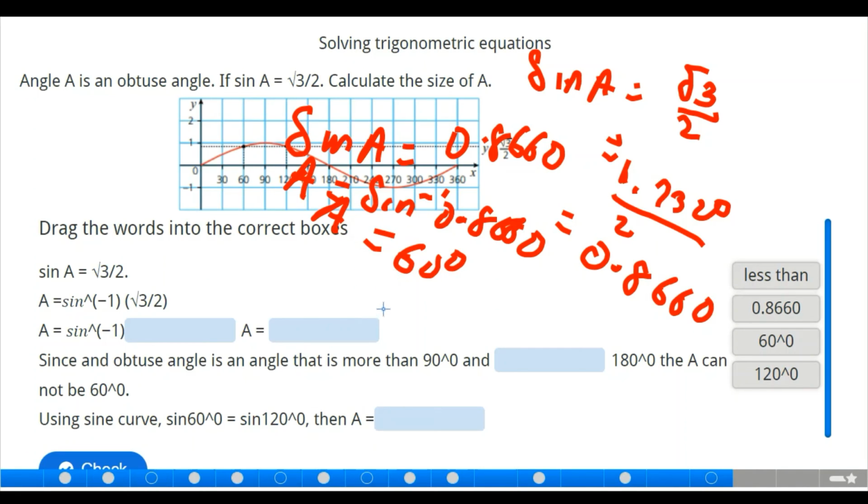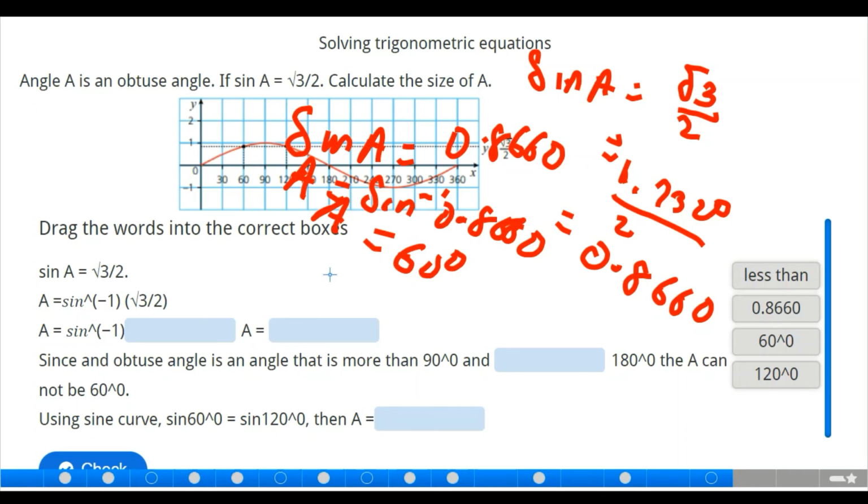Because we said that A is an obtuse angle, and an obtuse angle is more than 90 degrees and less than 180 degrees. So we have to look at the solution range of the size of an angle of a sine curve between these values. If A cannot be 60 degrees, then let's look at sine 90. Will sine 90 give us 0.866? No, sine 90 will not give us 0.8660.